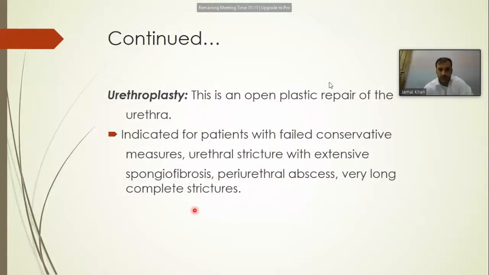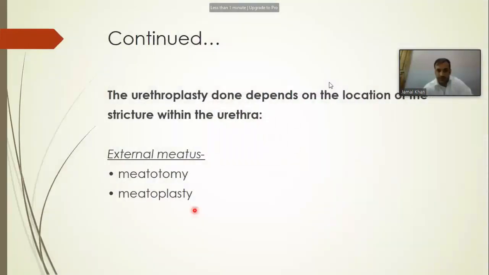Urethroplasty. This is an open plastic repair of the urethra indicated for patients with failed conservative measures, urethral stricture with extensive spongiofibrosis, periurethral abscess, very long complete strictures. The urethroplasty depends on the location of the stricture within the urethra.